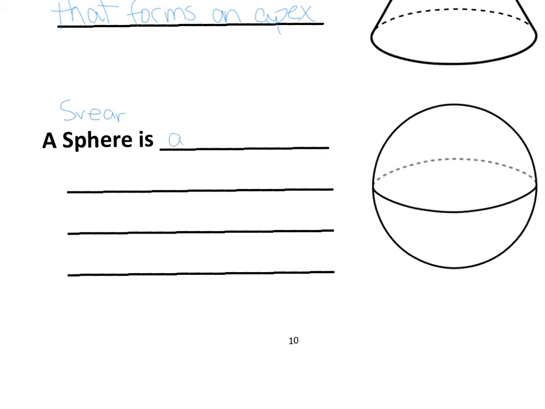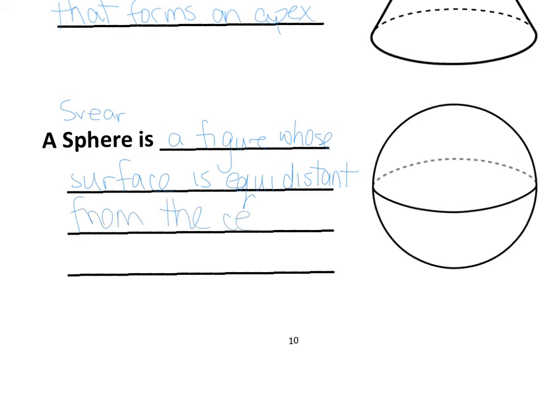A sphere is a figure whose surface is equidistant from the center, meaning any place that you touch on the surface of that sphere will be the same distance from the center, meaning the radius is going to be the same in all directions, including the three-dimensional part.